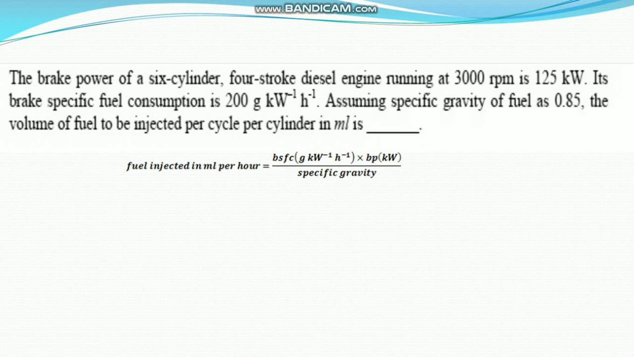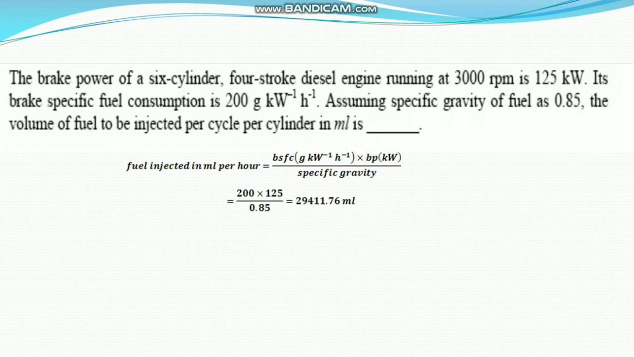That's why the brake specific fuel consumption, BSFC, in gram per kilowatt per hour, into brake power, which is given as 125 kilowatt. So the specific gravity you have to convert, because 1 ml is equivalent to 0.85 gram. Therefore, from gram to milliliter you have to divide it; vice versa, you have to multiply it. Therefore, the fuel injected in milliliter per hour will be 200 into 125, that is the BP brake power, divided by 0.85, that is 29,411.76 ml per hour.